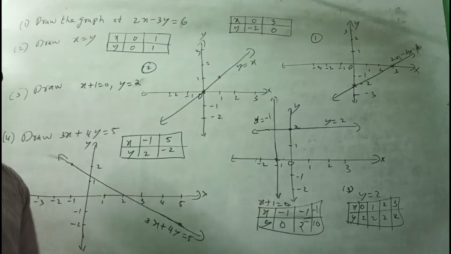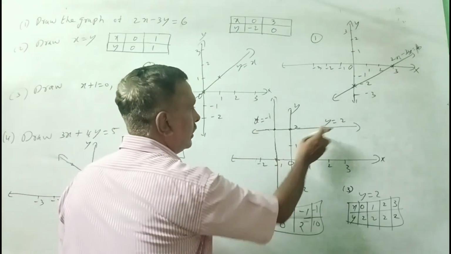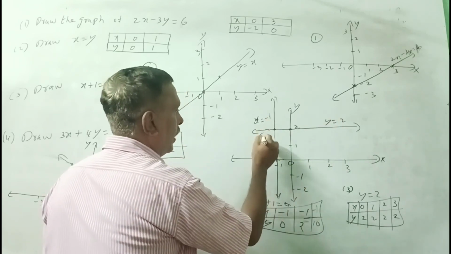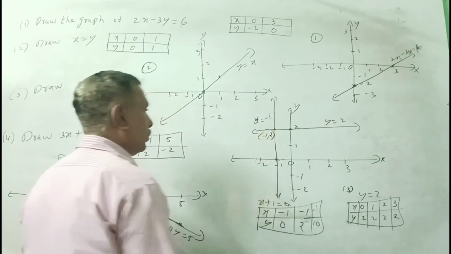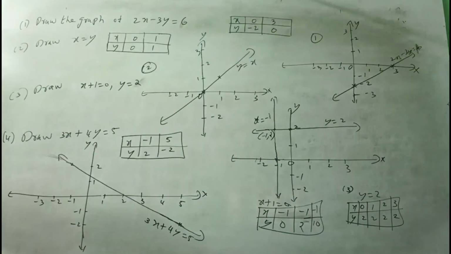That's the third equation. And this point is common to both of that. That is x is equal to minus 1, y is equal to 2. That is a common point to both of these two.